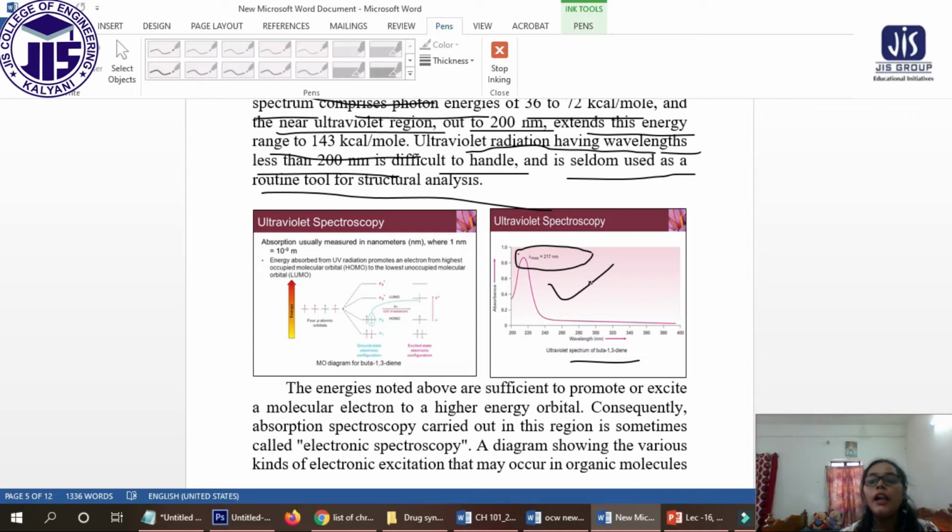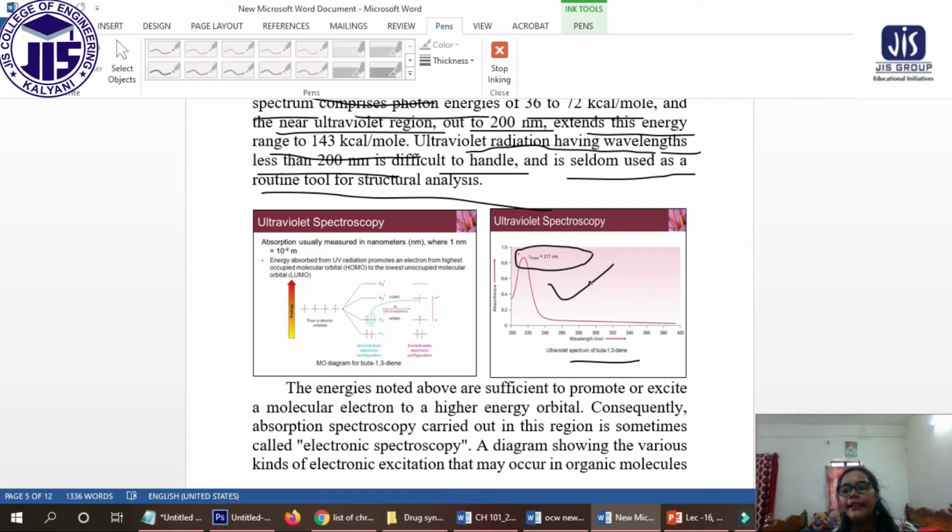Through this spectroscopy technique, we can know what functional groups we have in our structure. Okay, what conjugation or saturation or unsaturation we have, and how much it is. So all these structural informations we can get from the UV visible, or from IR, or from NMR spectroscopic technique. So this is the importance of spectroscopy technique.